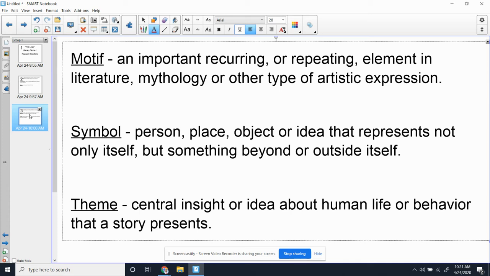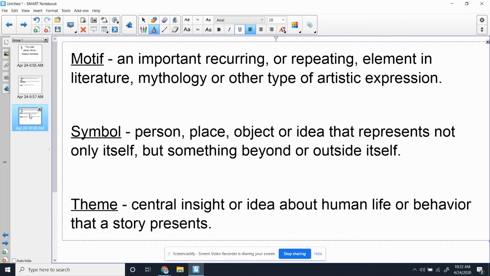And then our last but not least, of course, is the theme. A theme provides a central insight or idea about human life or a behavior that the story presents. So, in other words, what's the big thing we're supposed to learn? A theme is almost like a moral of the story. What's something I can learn about human beings, human life? What's something I can learn about myself? Or what's something I can learn about how people act throughout this story?